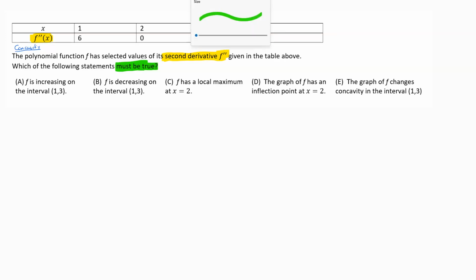The next piece I do is I always make sure that I'm looking at what function it is I'm talking about. Notice here that we're talking about the original function for these answers. So we need to be taking second derivative data and talking about the original function based upon that.